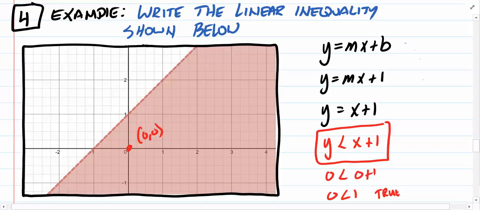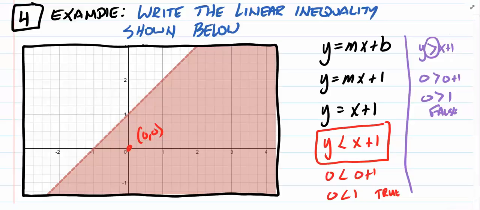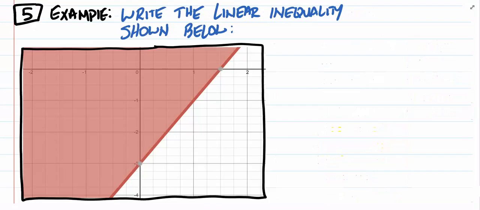Notice if I said it the other way, I'd get a false statement. What if I said y was greater than x plus 1? So is 0 greater than 0 plus 1? Is 0 bigger than 1? No, that's false. So that would tell me that this inequality sign was the wrong direction. That's how I know that this one is the correct answer. Always use 0, 0 if you can to test your point to figure out the direction of the region.